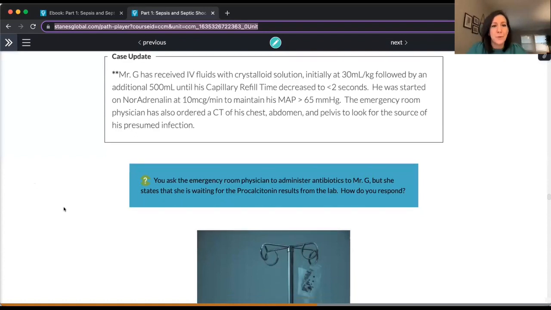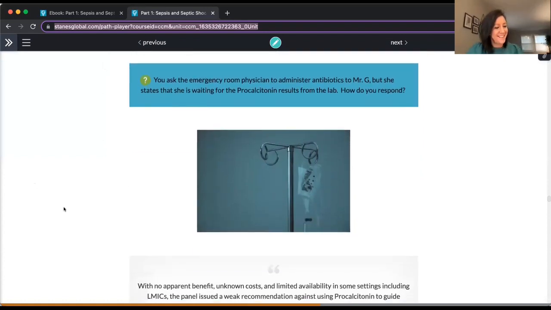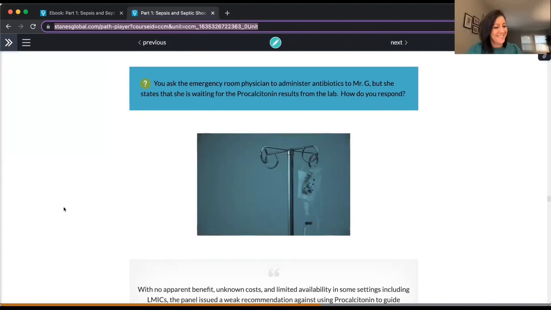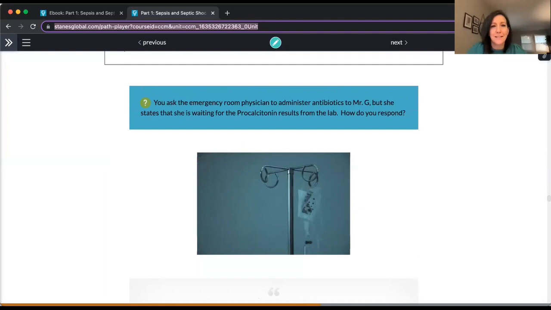Okay, do you mind continuing? Of course. Thanks. You asked the emergency room physician to administer antibiotics to Mr. G, but she states that she is waiting for the procalcitonin results from the lab. How do you respond? How would you respond to this, audience? You ask the emergency room to give antibiotics and they say, we are going to wait for procalcitonin. Is that correct or incorrect, and why?